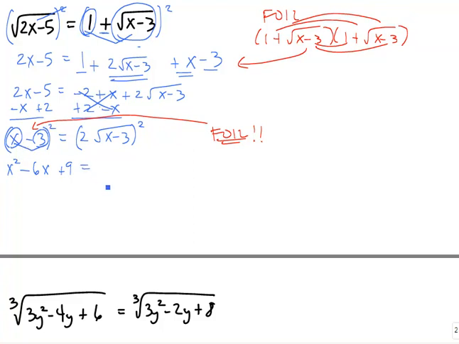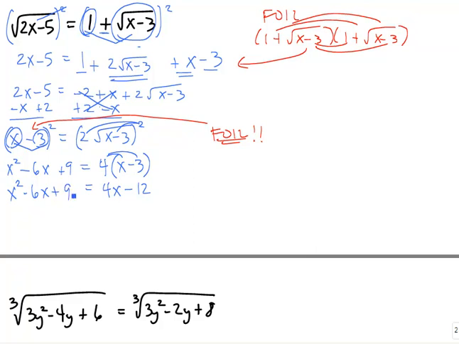On the right side, make sure that you square not only the radical, but also the 2 that was out front. So 2 squared is 4, and when I square a square root, it goes away, so we just get x minus 3. Please make sure that you leave that wrapped in parentheses, because that 4 out front is going to need to be distributed across. So the right side becomes 4x minus 12.